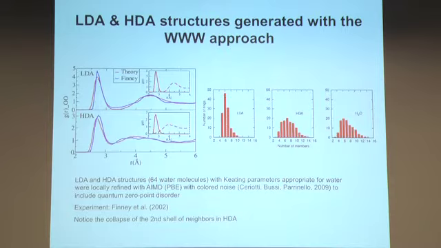One can notice the collapse of the second shell of neighbors in high-density amorphous ice, and one can see the ring distribution in low-density and high-density amorphous ice, and compare with the ring distribution that one finds in simulation for ambient water, which indicates that ambient water indeed is more similar to high-density amorphous ice than to the low-density amorphous. So of course, one can then study other properties of this system, but this is already something that we learn when we consider this network.